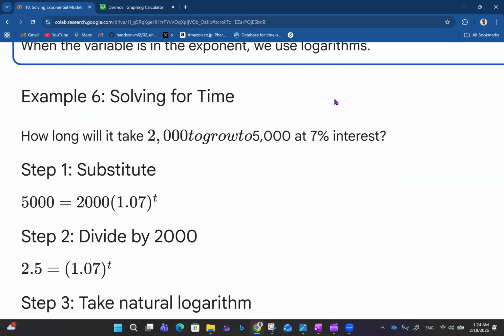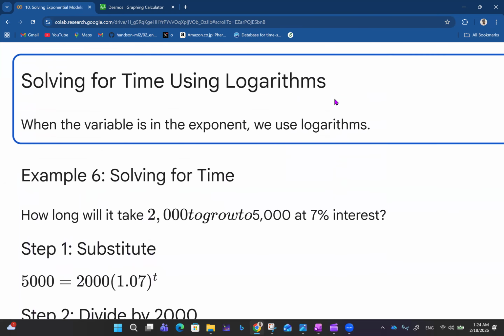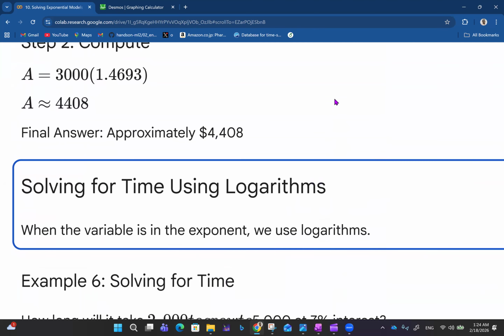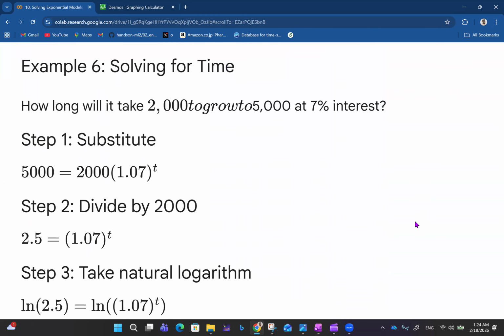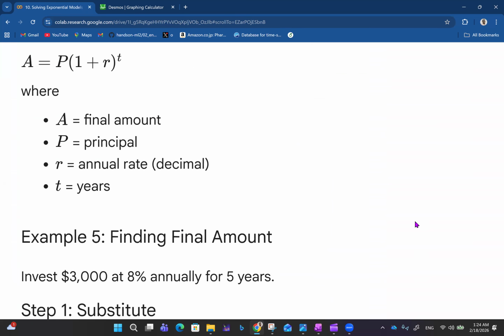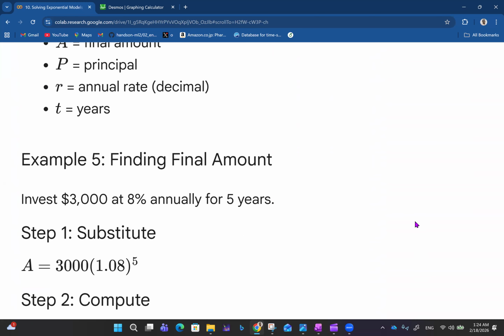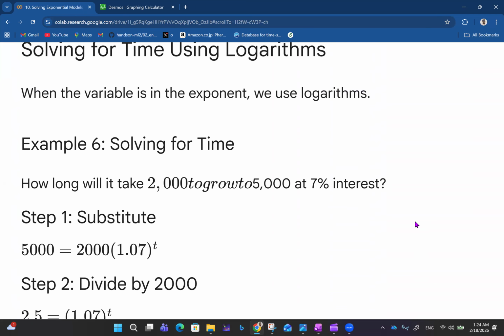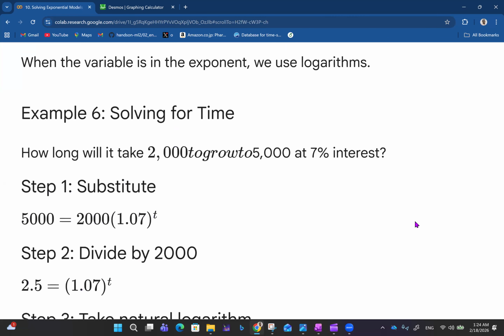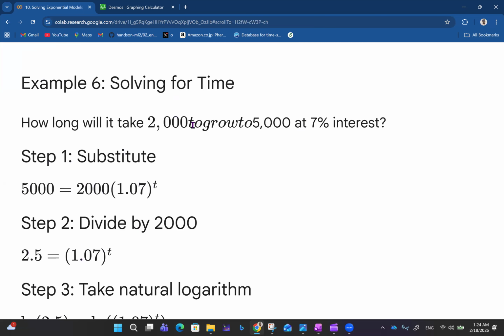But it's okay. So solving for time now. We can also solve for time. When the variable is in the exponent, we use logarithms. What we did the other time, we didn't have to use logarithms because we were able to get 1/8 to be a half raised to something. In this case, we may have to use logarithms if we can't get the same base like we did before. So solving for time, how long will it take?